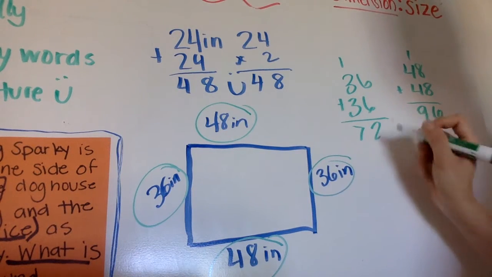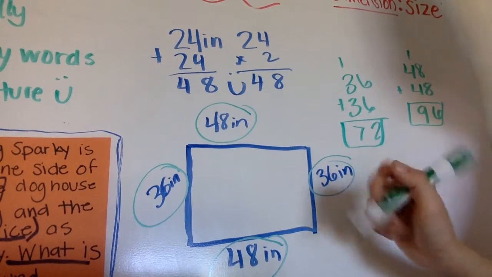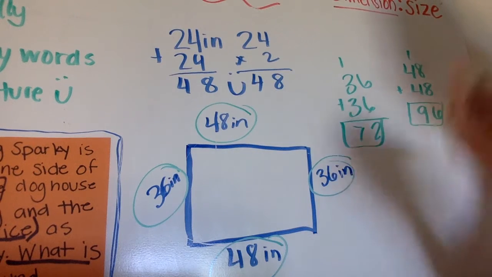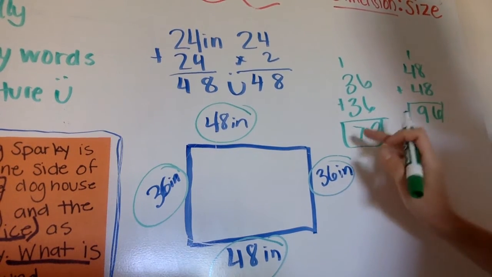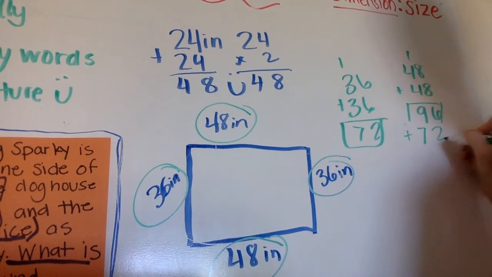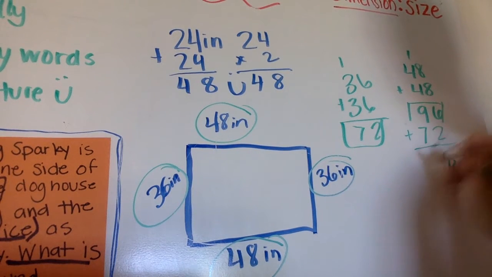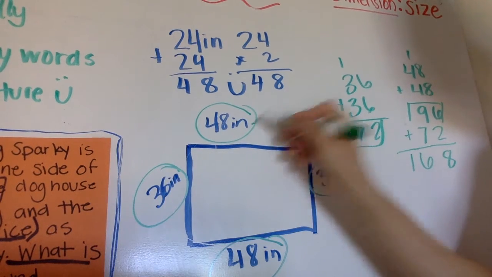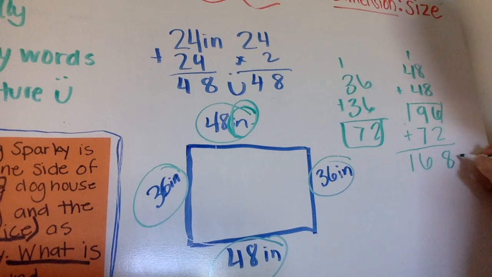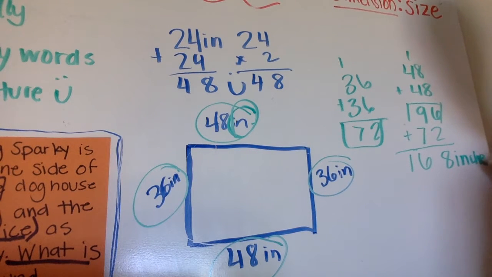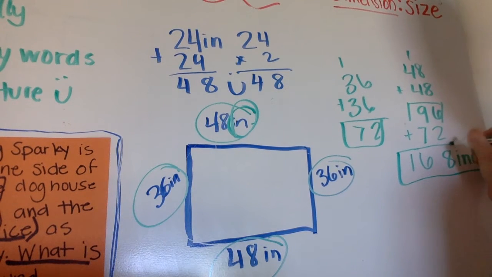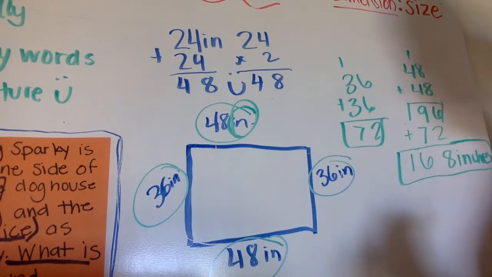All right, just double checking my math. Now I'm going to add these two numbers together. The reason why I broke it up is because if I were to line all 4 numbers up at once, it would overwhelm my brain. But now I can add 72 to 96. 6 plus 2 is 8. 9 plus 7 is 16. So the perimeter is 168 what? Marbles, turkeys, inches. We are dealing with inches, people. Don't forget to write inches. That was a pretty simple one. The perimeter of Sparky's doghouse is 168 inches.